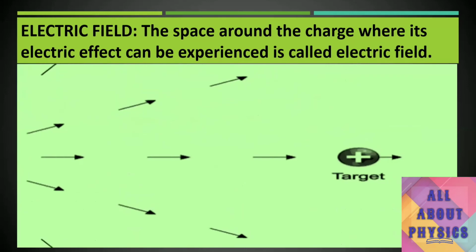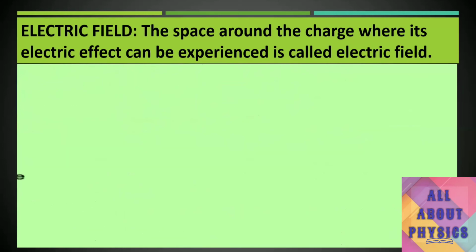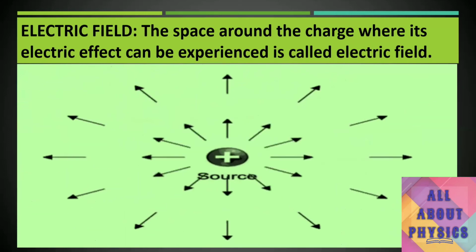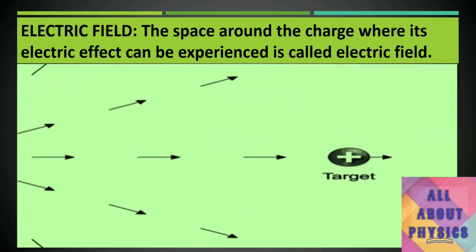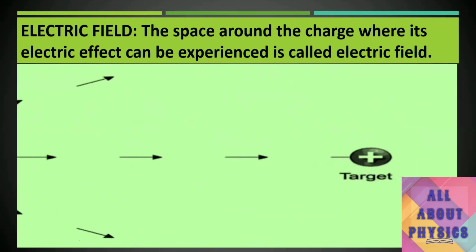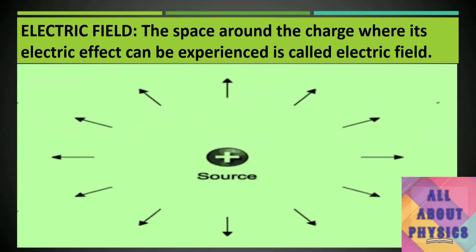As earth has its gravitational field around it where its effect can be experienced, in the same way charge has a field around it where the effect of charge can be experienced. So this is the electric field. Electric word means charge, field, field of charge. So region or space around the charge where its effect can be experienced is called electric field.